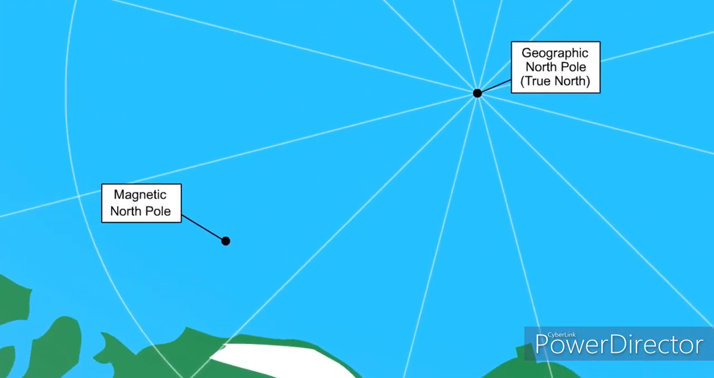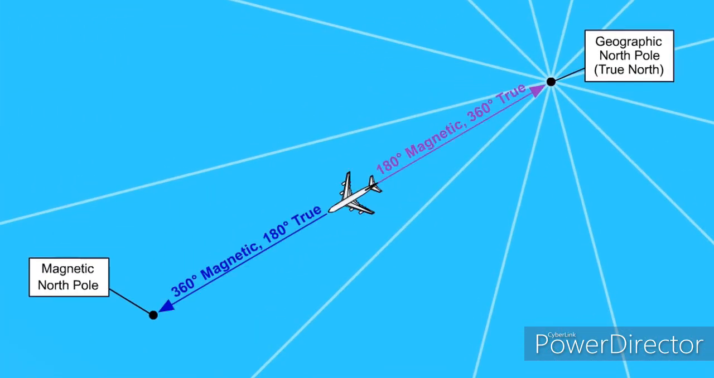If an aircraft were to be positioned between the magnetic and geographic North Poles, the variation would be 180 degrees. That is to say, magnetic north would be true south. The potential for error if relying on magnetic compasses to navigate can be easily seen from the diagram.